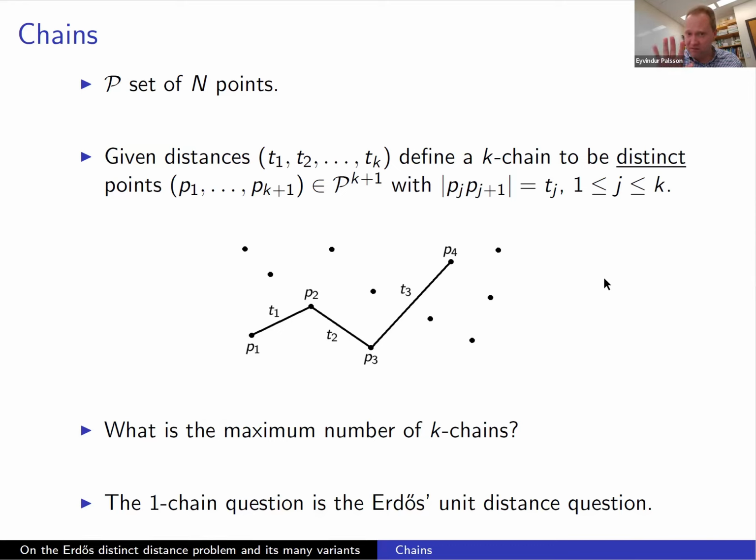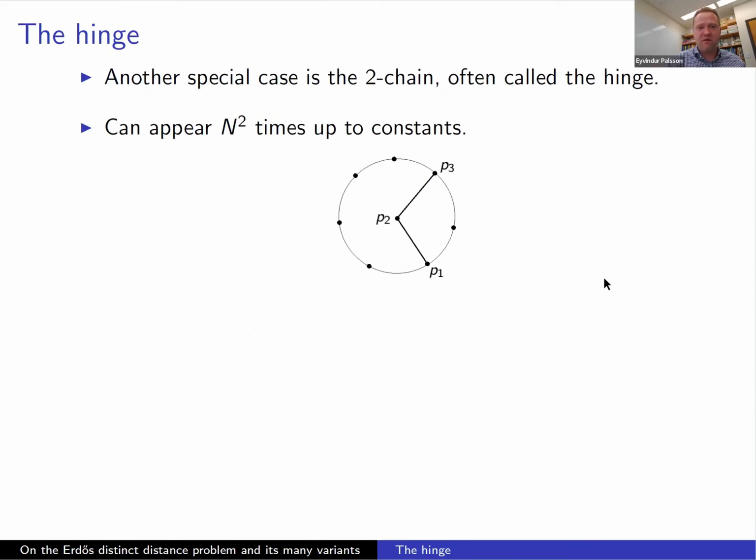Okay, so I'll grant you that this may be the case. But let's see what we can do. Let's start with a 2-chain. The 2-chain is sometimes called the hinge. It's 3 points, and you fix 2 distances. Note that it's a hinge, so it can flex in all sorts of directions. You're really only prescribing the distances, not the angle.